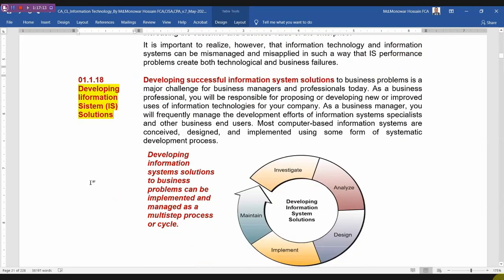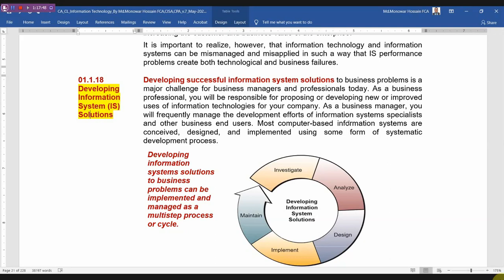How to develop information system solutions. Developing a successful information system solution to a business problem is a major challenge for business managers and professionals today.